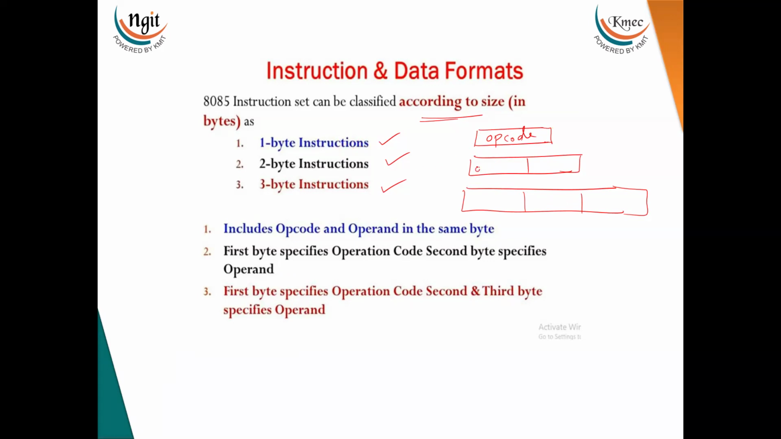Now 2 byte instruction means the first byte is the opcode and second byte is the 8-bit data which we are specifying in the instruction. Now 3 byte means what? The first byte is the opcode and second byte is the 8-bit data, lower order data, and the third one is also an 8-bit operand. Now data we call here operand. So here also instead of saying data we have to say operand. So this is a technical word. So operand. This is the lower order, this is the higher order. Now we will see a few examples for these three types.